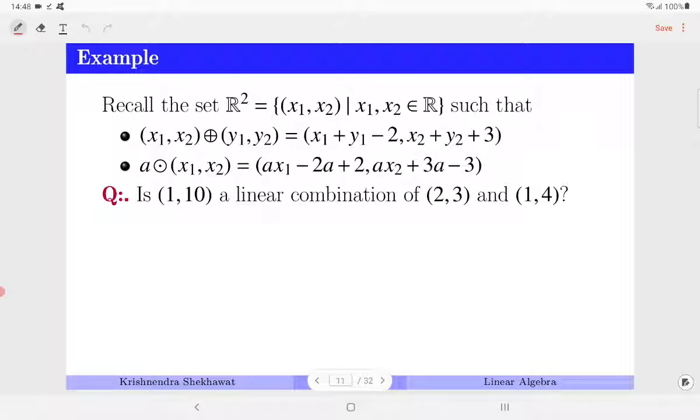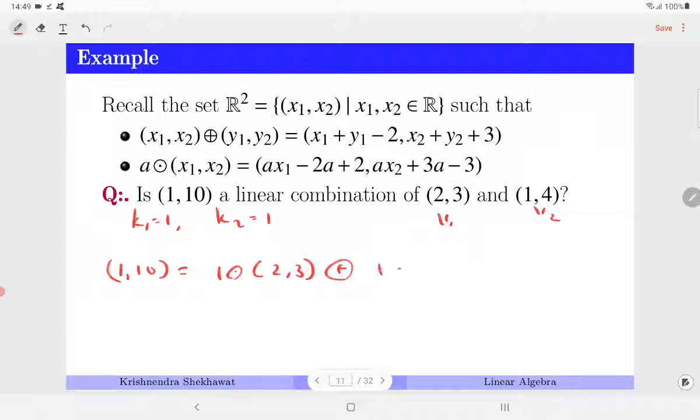Is (1, 10) a linear combination of (2, 3) and (1, 4)? The answer is yes. If I consider this as V1 and this as V2, with K1 equal to 1 and K2 also 1, then you can easily verify that (1, 10) can be expressed as 1 dot (2, 3) plus 1 dot (1, 4). But the question is, how do I find K1 and K2?